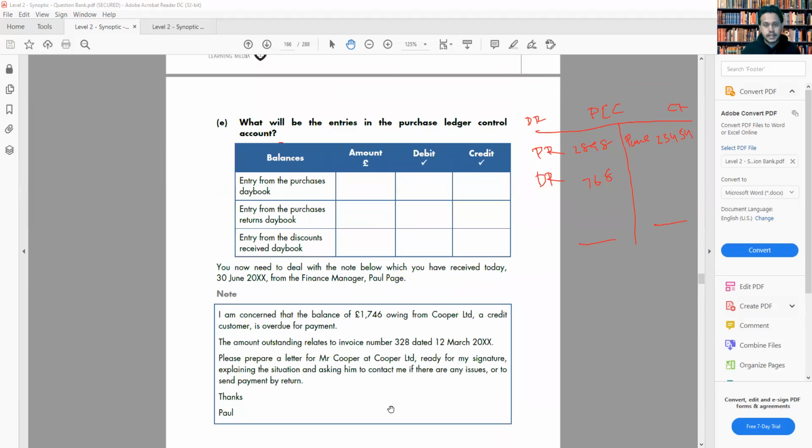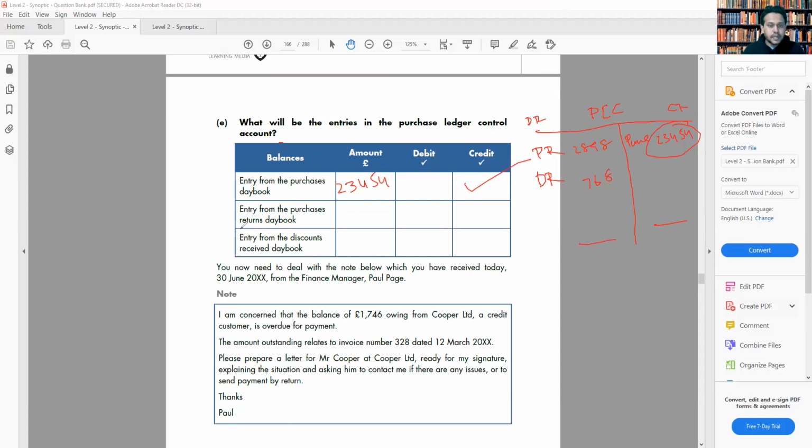So we will say here, what will be the entry in the purchase ledger control account? So we have entry from the purchase day book. So entry from the purchase day book, that will go to the credit side. That is 23,454. That is credit, is a liability.